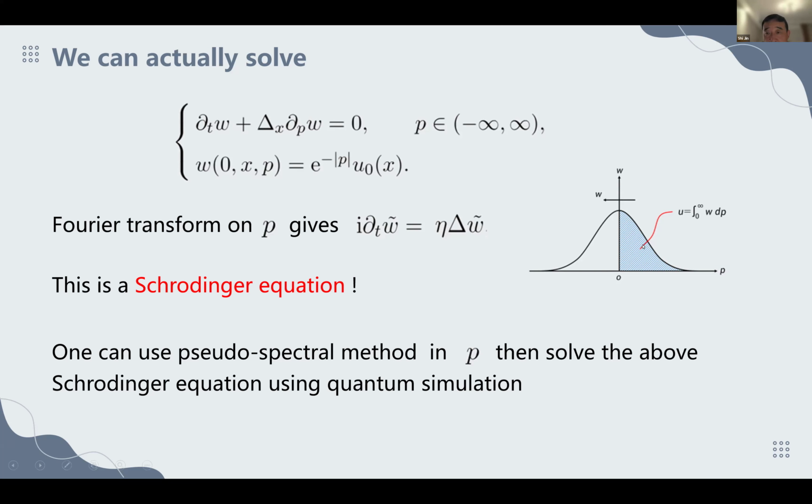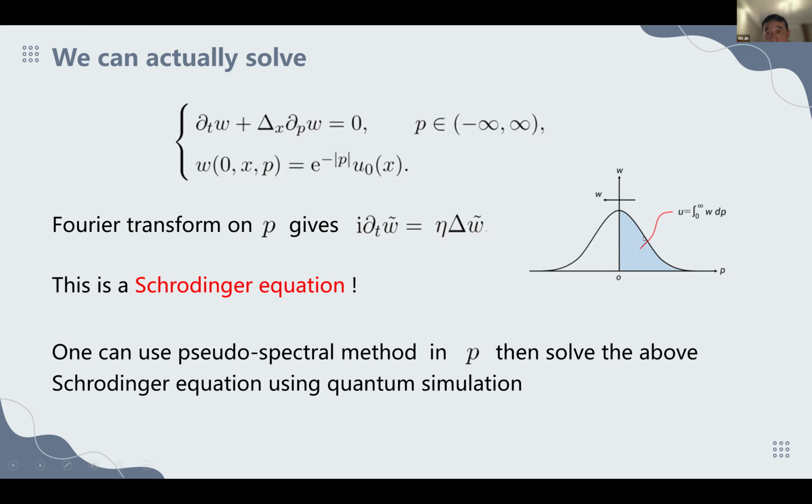Well, here I have a very graphic representation of why this is possible. Here I just plot W versus P. Clearly the W equation is conserved. Both L1 and L2 norms are conserved, because this W equation is in divergence form and it's linear. But what is U? U is the integration of W over P from 0 to infinity. So U is the area on the right-hand side of this W curve, this area of this shadowed zone.